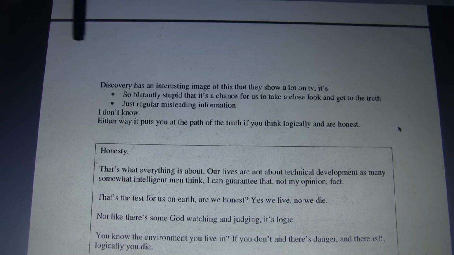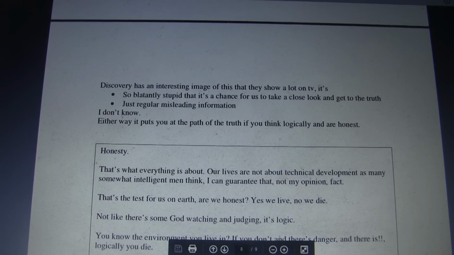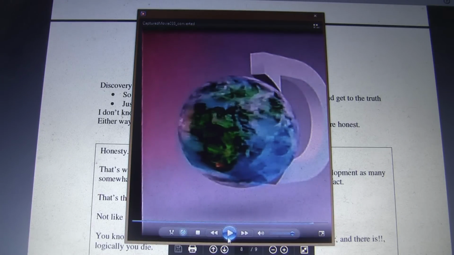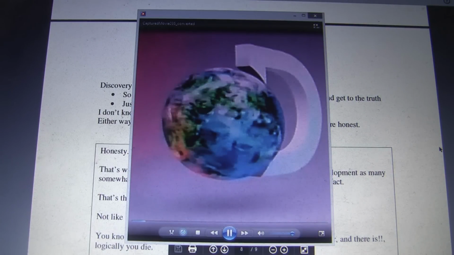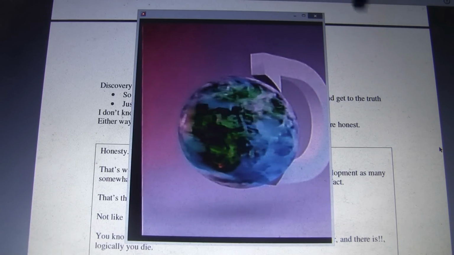And Discovery has an interesting image of this that they show a lot on TV. Maybe they did it to give us a chance. Maybe it's regular misleading information. I don't know. It's this thing. It's very bad quality, sorry for that. But you get the idea.